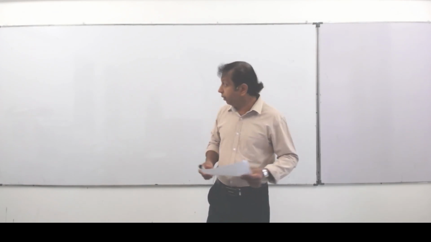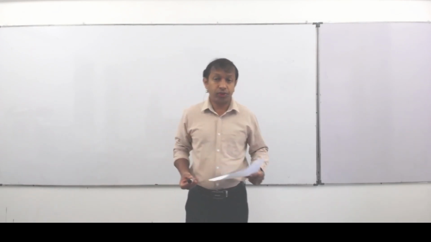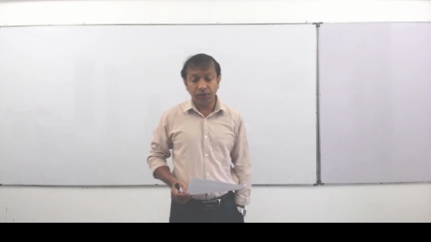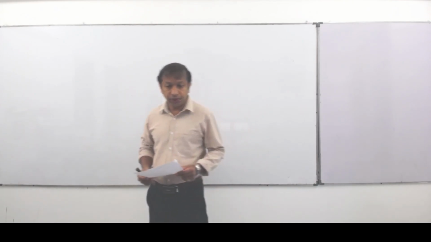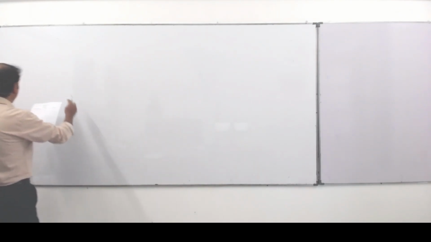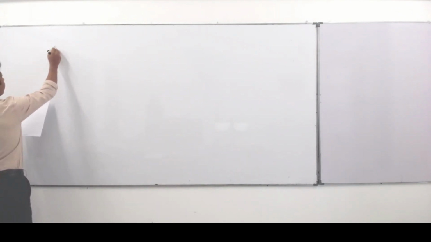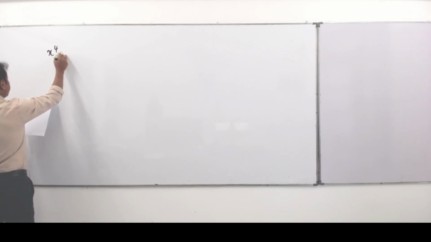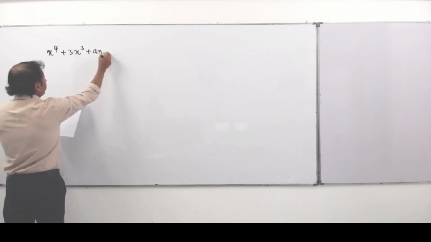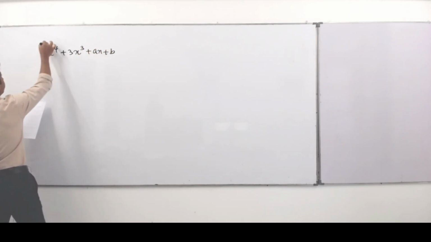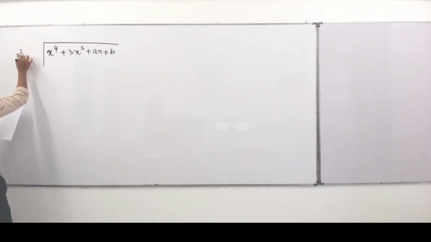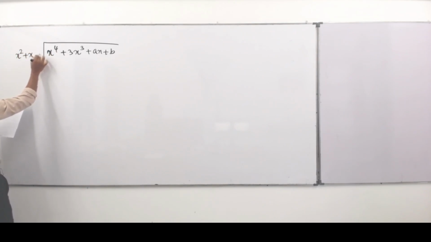Right. This time we have to divide this polynomial function f(x) by the given divisor x^2 + x - 1 using the long division method. Okay. Right. Let's see how to divide this: x^4 + 3x^3 + ax + b should be divided by the divisor x^2 + x - 1.